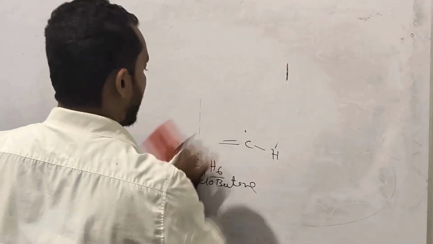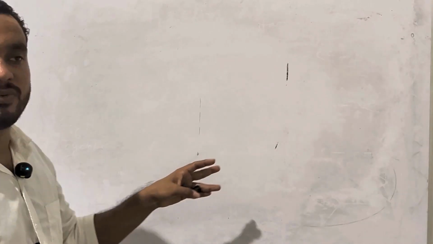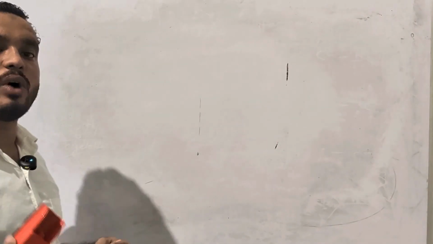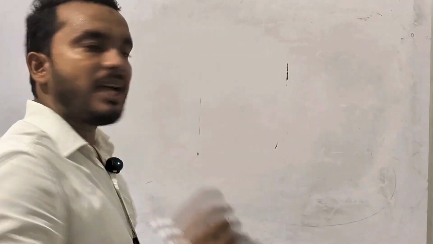And in this way, we can draw for the alkyne. Now, let me show you that. And the rest of the other members, cyclopentene and cyclohexene, you just try at your home. Now, let me show you for the alkyne.